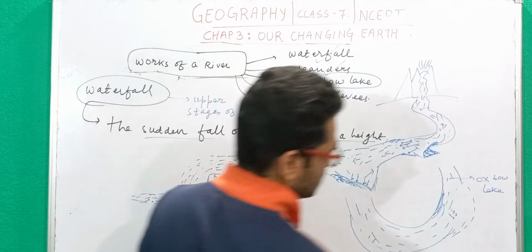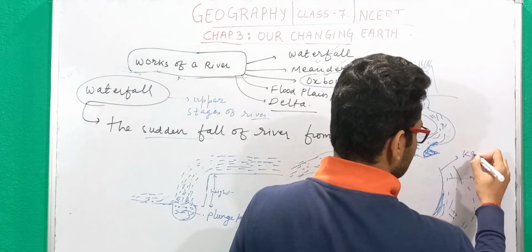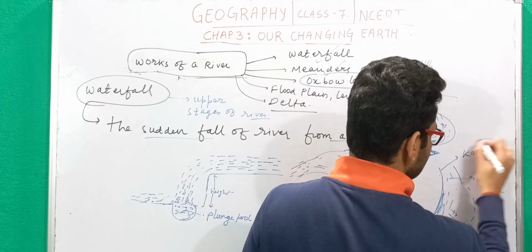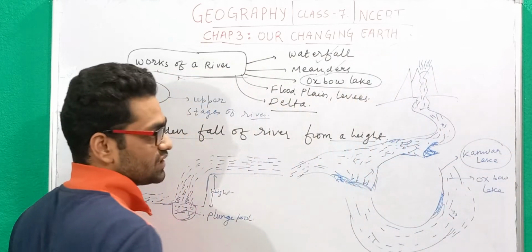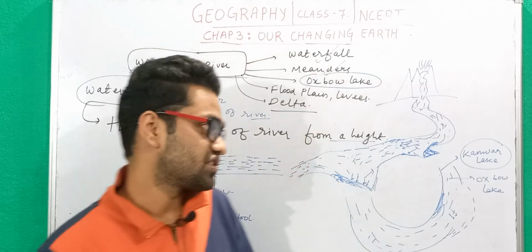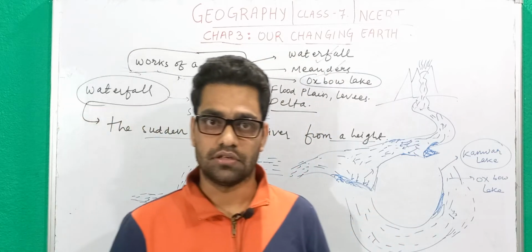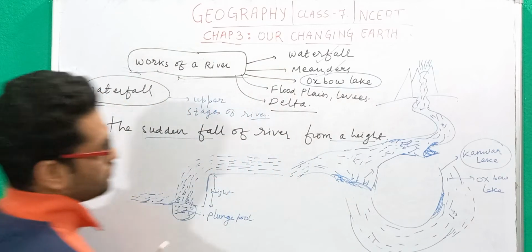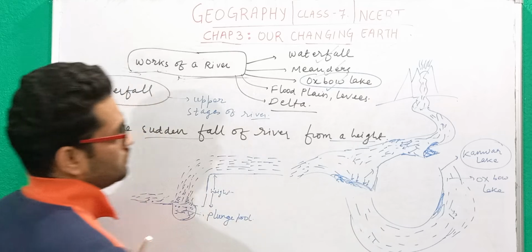You have an Oxbow Lake in India which is called Kavar Lake. Okay, and this Kavar Lake is the largest Oxbow Lake in the entire Asia, and it is located in Bihar. Okay, so this was about Oxbow Lake.